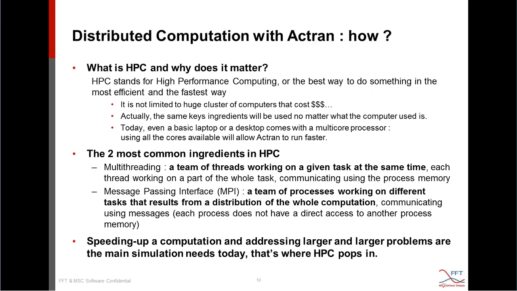The second most common ingredient in HPC is MPI, short for Message Passing Interface. MPI is a bit more difficult to understand, but it's quite easy to use. The idea here is that you get a team of processes, and not threads, that work together on different tasks. These tasks result from a distribution of the whole computation. And these processes communicate between each other using messages. So they don't use the same memory because they are different processes.